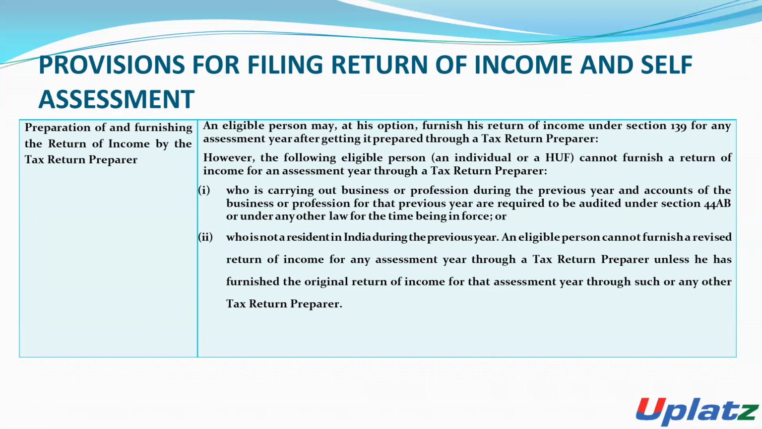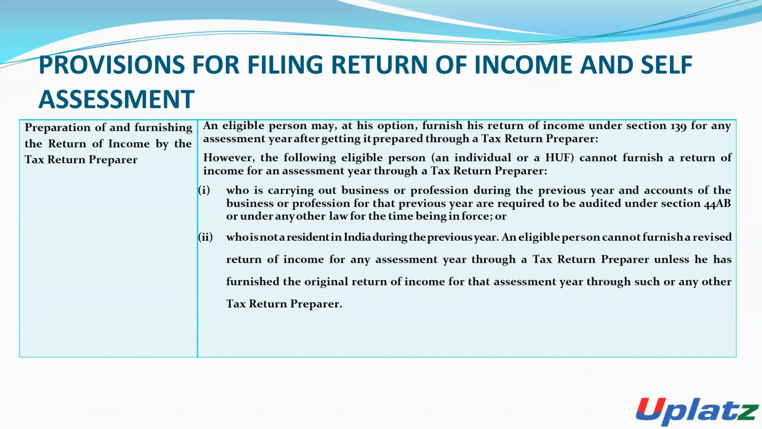Number one, the person who is carrying on a business or profession during the previous year, and the accounts of such business or profession are required to be audited under section 44AB or under any law for the time being in force. That is, the assessee whose books of accounts are required to be audited.